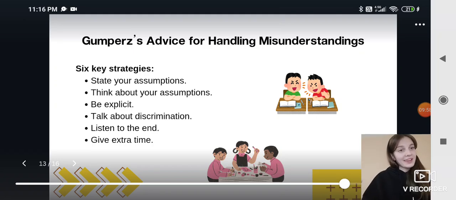And again, as one of Gumperz's theories, here is Gumperz's advice for handling misunderstandings. We have six key strategies. The first one is state your assumptions, think about your assumptions, be explicit, talk about discrimination, listen to the end, and give extra time. These are the crucial points that a teacher should be careful about during classroom interaction and classroom communication.